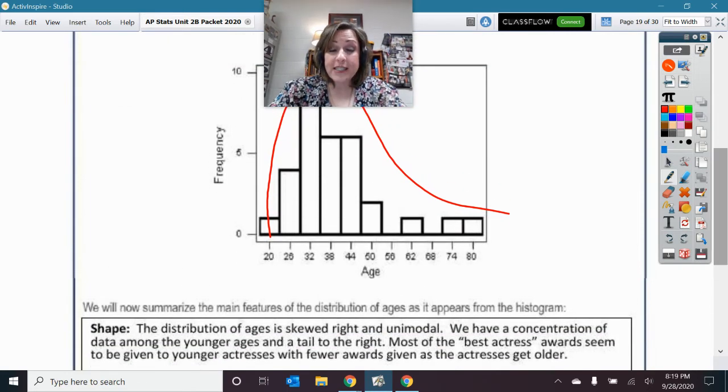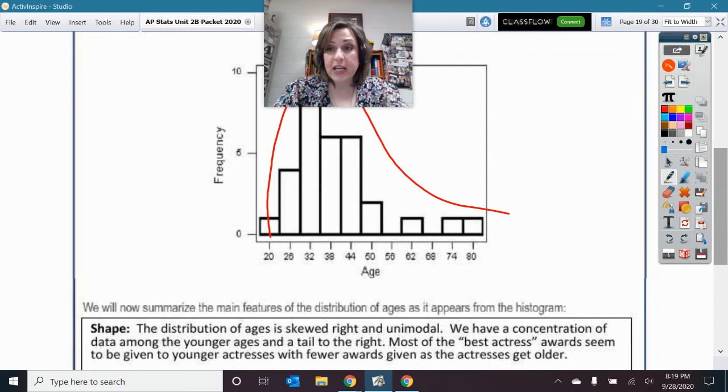So context. Use context. The distribution of ages is skewed right and unimodal. We have a concentration of data among the younger ages. So see, we have a lot of the younger ones around, and then to the right, less as you go out to the right. Most of the Best Actress awards seem to be given out to the younger actresses, with fewer awards as they get older. Okay? Fewer awards as they get older.